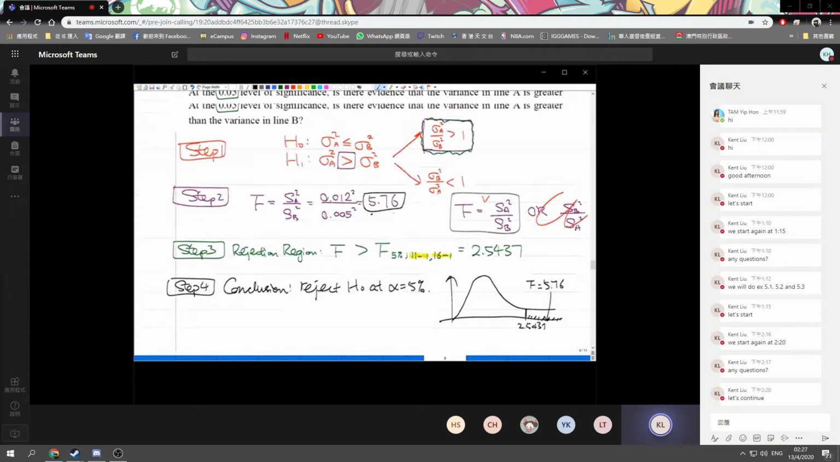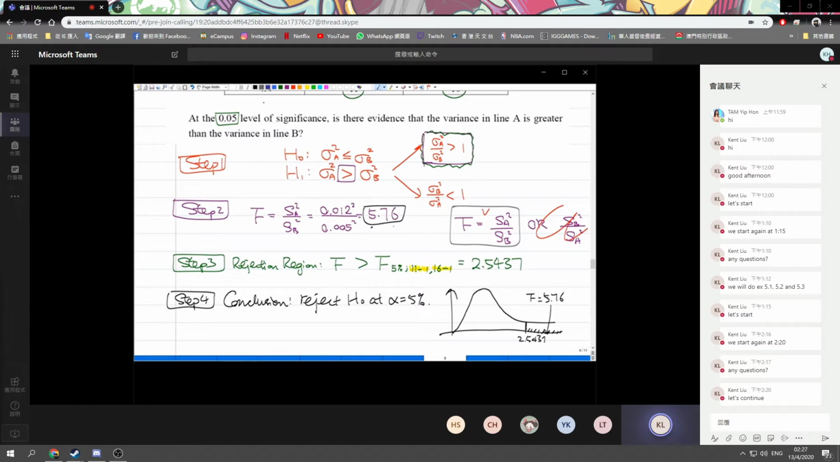So the important point of this example is how you put down your test statistic, to make sure you have the greater one in the numerator. Then you can focus on the rejection region on one side.